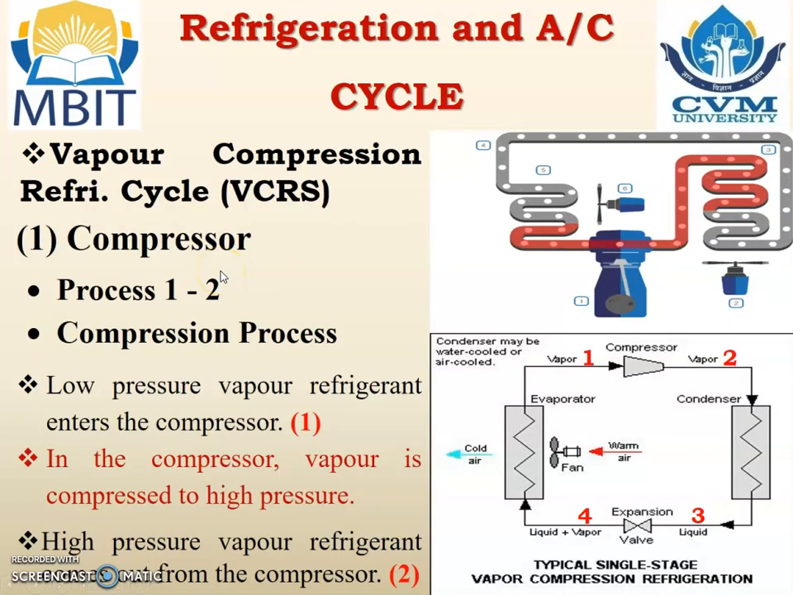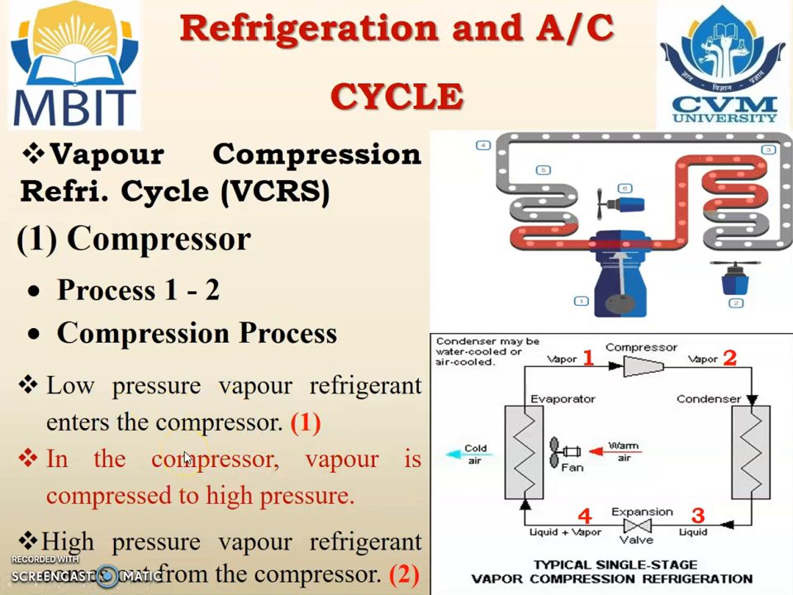Now let us study each and every process of the VCRS system in detail. The first component is the compressor. In the compressor, process 1 to 2 takes place, and that process is known as the compression process. So it is the compressor here and the process number 1 to 2. Now what happens in the first component? Low pressure vapor refrigerant enters the compressor. Here the refrigerant is the working medium of refrigeration, having low pressure and in vapor condition, and it enters the compressor.